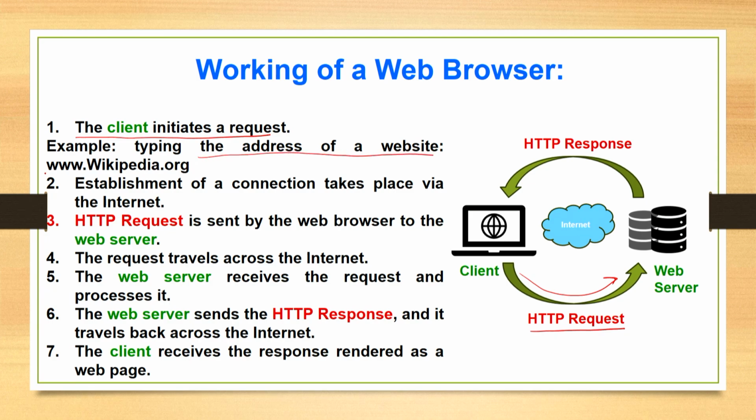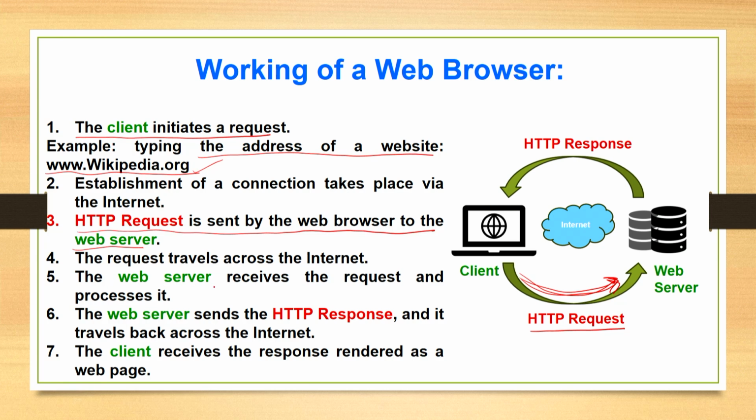Suppose we have typed www.wikipedia.org. It means this request has been initiated by the client, or the user. The next step is the establishment of a connection via the internet. Obviously, only if it is connected through the internet is the client connected to the web server. After that, the HTTP request is sent by the web browser to the web server. Then the request travels across the internet.